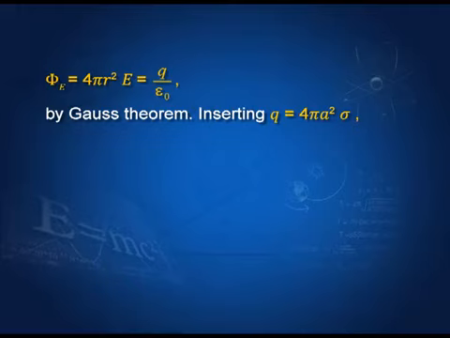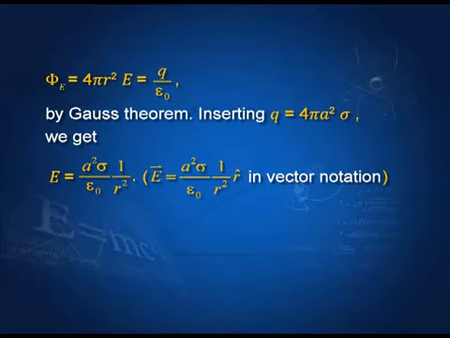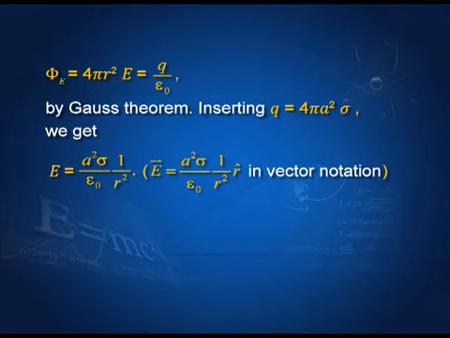Q is the charge inside this Gaussian surface, and what is the charge inside? The charge inside is the charge on the shell, which is 4 pi a squared sigma. So, we get the field E equal to a squared sigma by epsilon 0 into 1 by r squared. If we equate these two, we get the field, since this q has been expressed in terms of sigma.